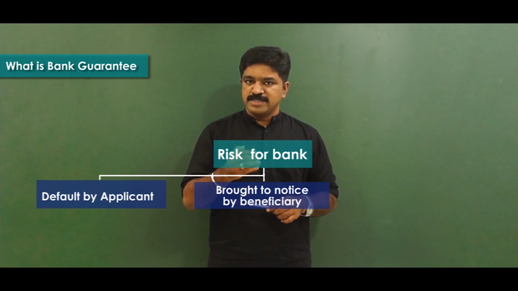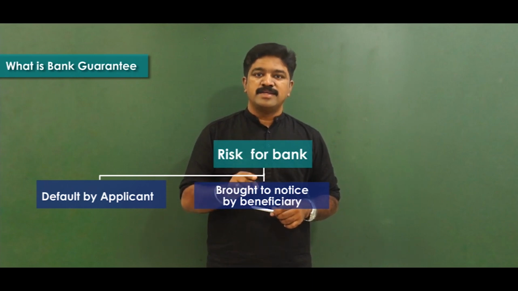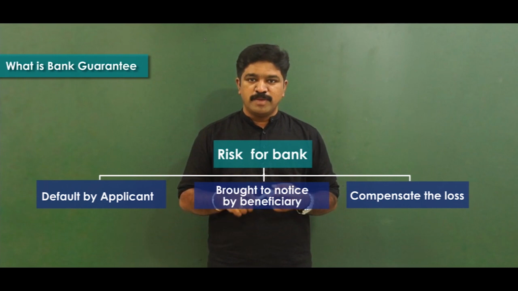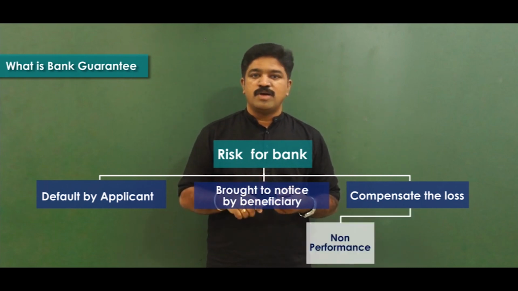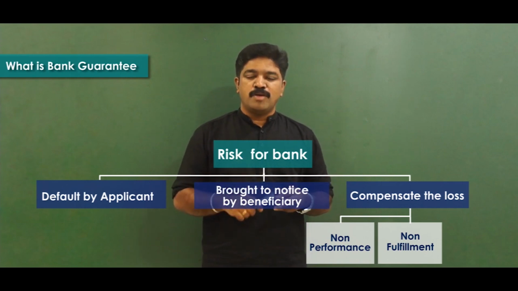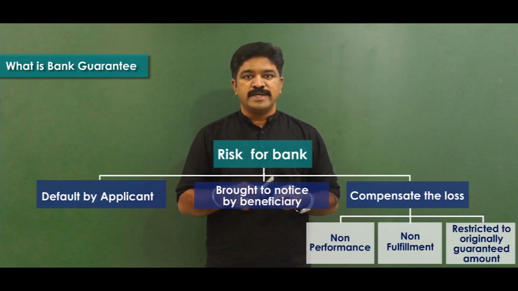But if the guarantee is given by the bank, then bank will not perform the promise. Rather, bank will compensate the loss that was suffered by beneficiary on account of non-performance or non-fulfillment of promise, and this compensation by the banker will be restricted to originally guaranteed amount.